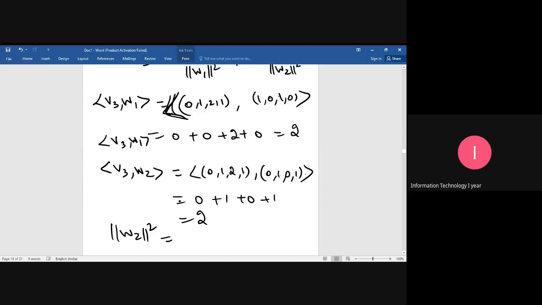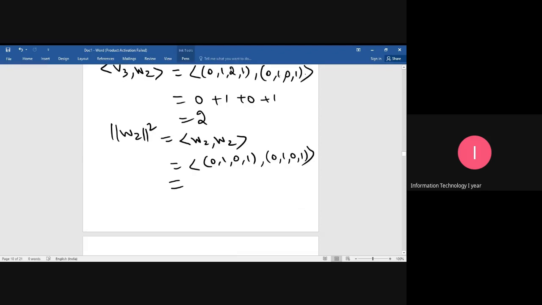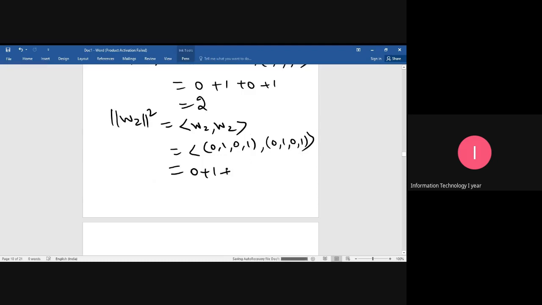Similarly, find out norm W2 square. Formula says inner product of W2 comma W2. W2 is 0, 1, 0, 1 and again 0, 1, 0, 1. Find out the product now. So 0 into 0, 0 into 0, the answer is actually 0. Plus 1 into 1, 1. Then plus 0 into 0, 0. 1 into 1, the last element, it is also 2.